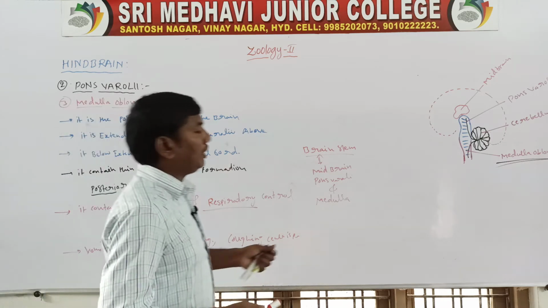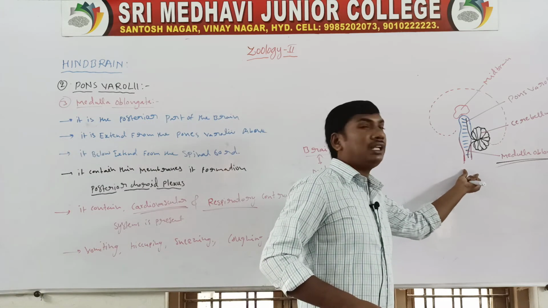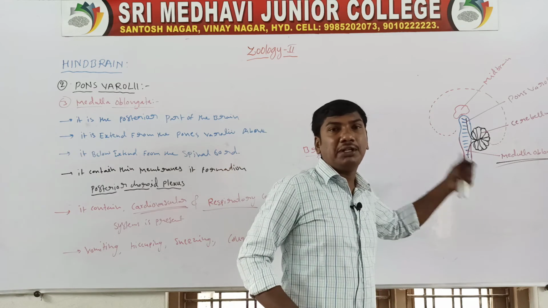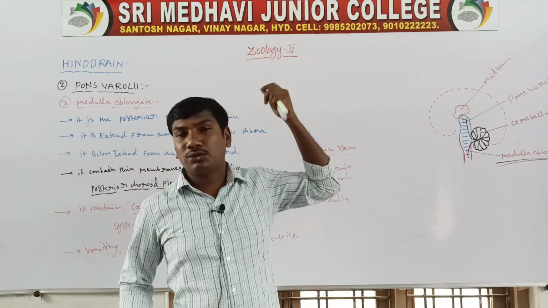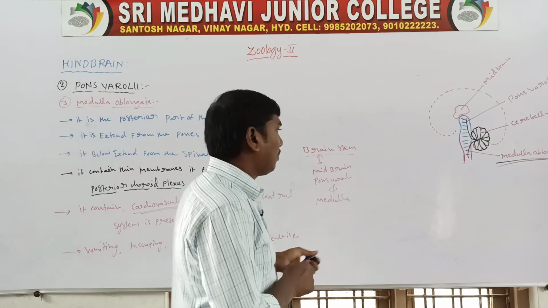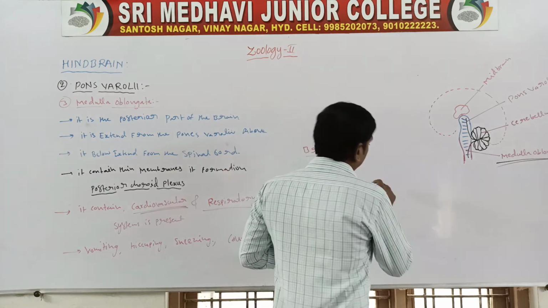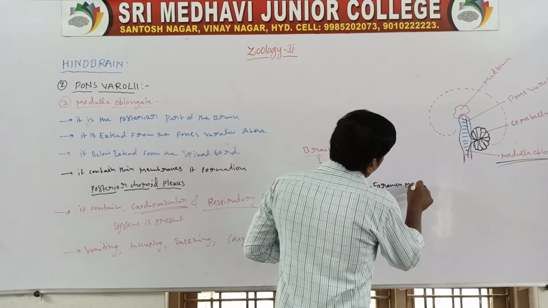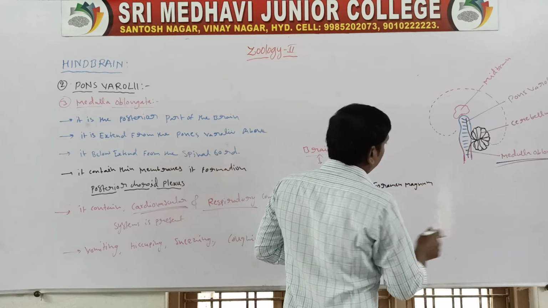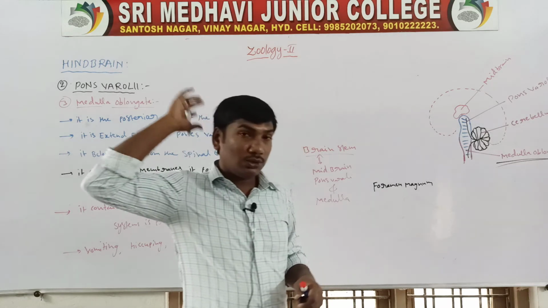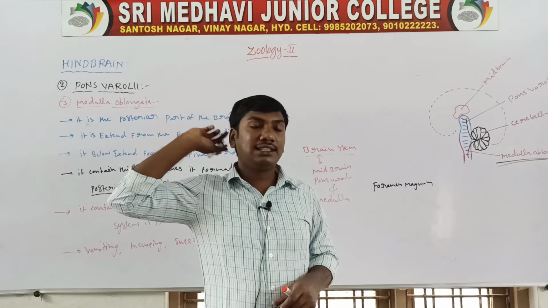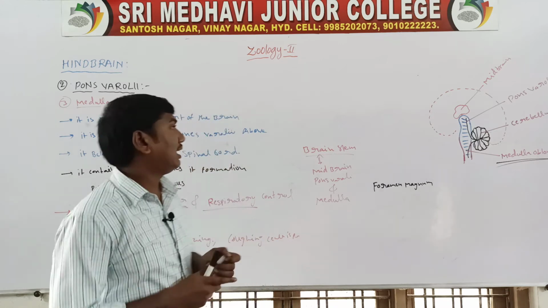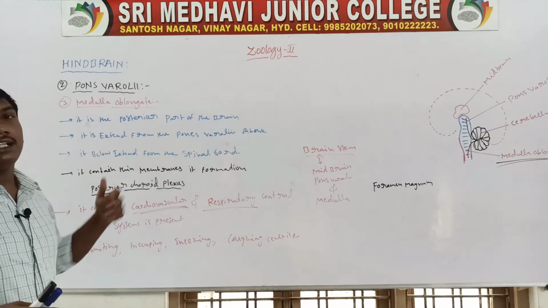Next, the medulla oblongata continues to the spinal cord. The medulla oblongata opens out through the foramen magnum, and the spinal cord continues from it. So these are the hind brain.